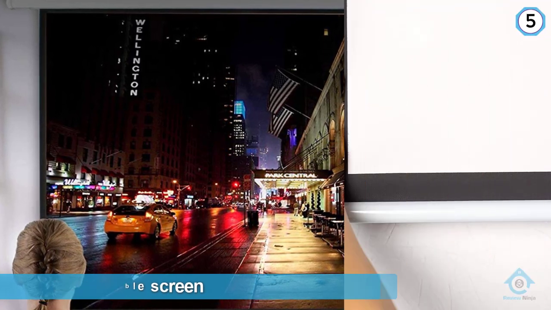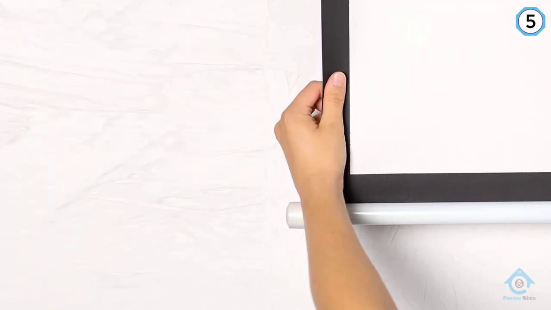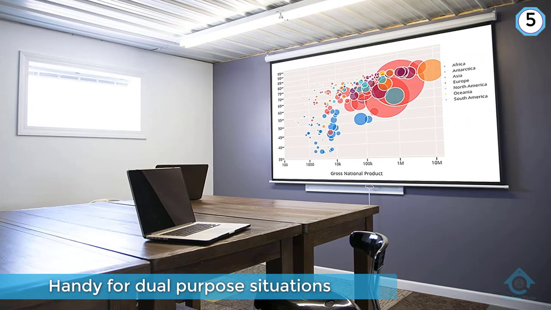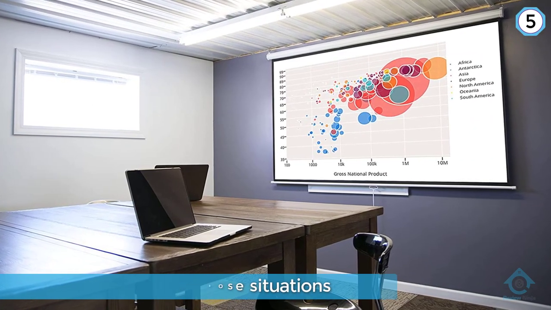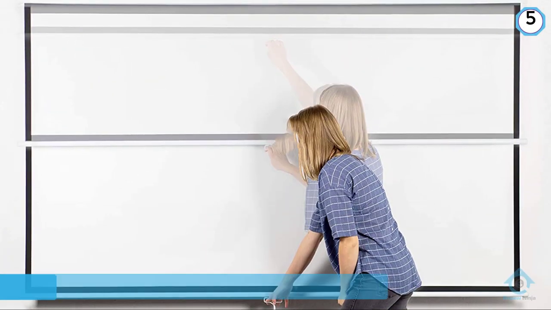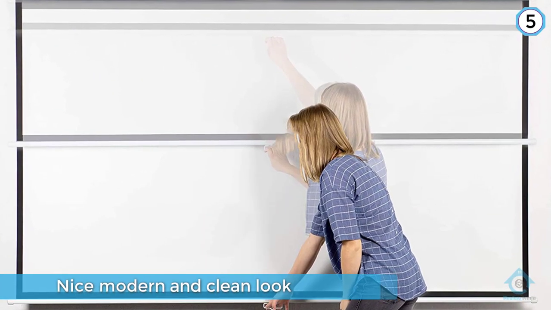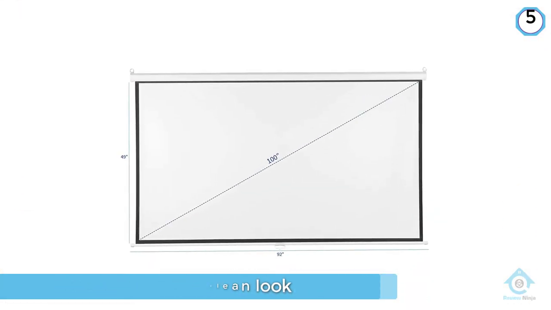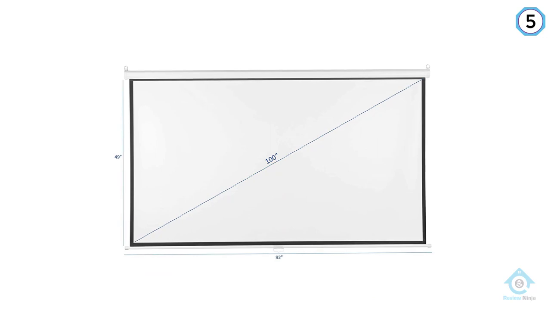It's a retractable screen, which makes it amazingly handy for dual-purpose situations, and although this screen doesn't feature a motorized movement, the operation to retract and pull down manually is as smooth as can be, so you won't have any problems there at all. The Vivo pull-down projector screen has a nice modern and clean look about it, and it will sit well in many rooms or locations.